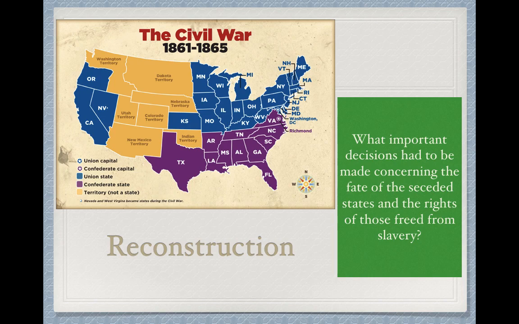So we have to think here that after the Civil War, there are some decisions that need to be made. So what important decisions have to be made concerning the fate of seceded states and the rights of those freed from slavery? It's still unknown when the Civil War ends. What are we going to do as a country with the leadership in the South who decided to secede from the Union? How should they be punished, if they should be punished at all? Should ordinary citizens, soldiers who fought for the South, be held accountable in any way? And what do we do with newly freed slaves, with African Americans in the South?